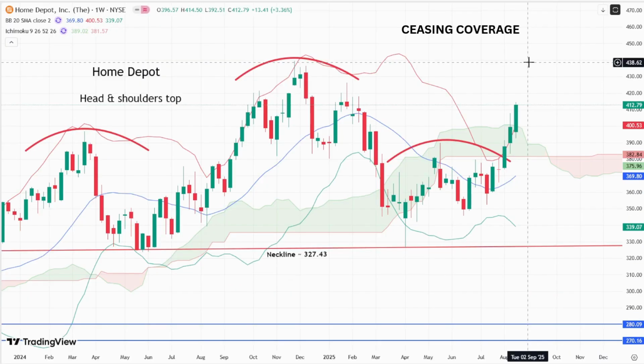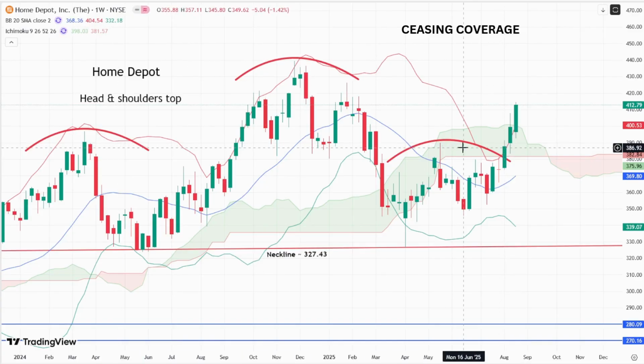I will now cease coverage on Home Depot. Price action advanced above over here 390 on the 7th of August, and this has invalidated the potential head and shoulders top that is forming.